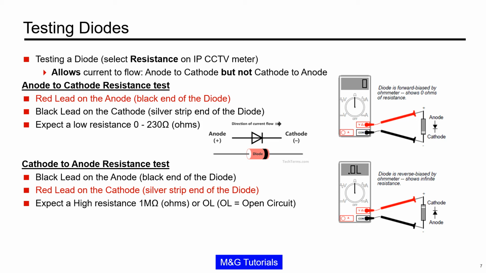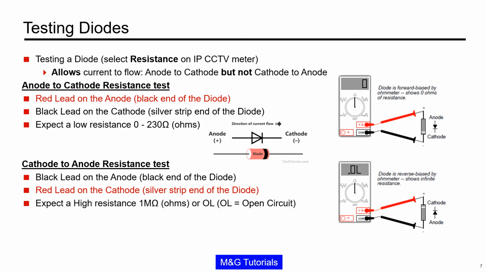Testing diodes. To test diodes, select resistance on the IP CCTV test meter. A diode allows current to flow from the anode to the cathode, but not from the cathode to the anode.